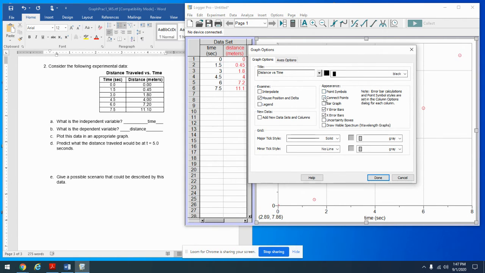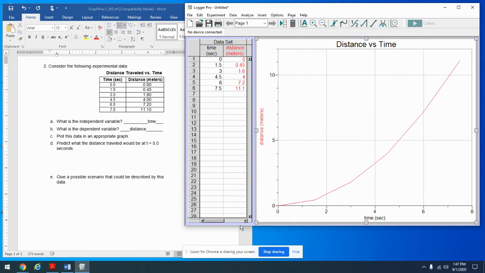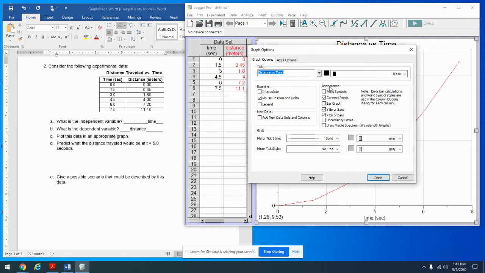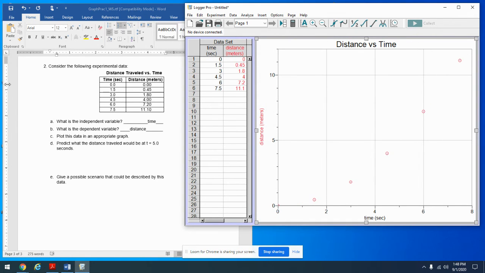You want to see what this looks like with the connected points? Oh, yuck. Don't like that. So if you end up with that, sometimes when you first put Logger Pro on your machine, it'll do that. So we want point symbols, yes, connect points, no. And we'll leave that on, helps us explore the graph. Okay.